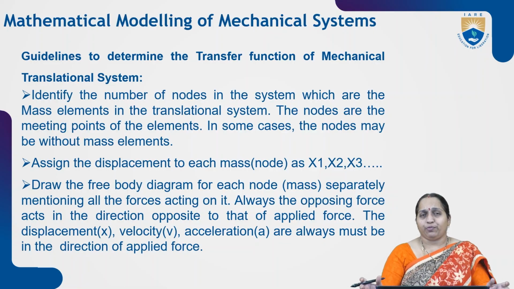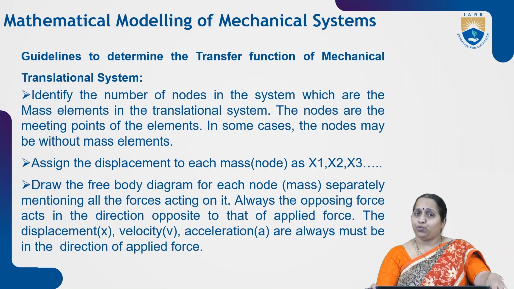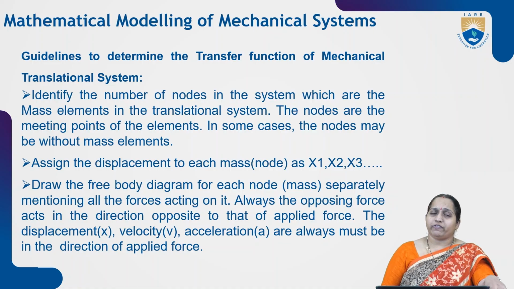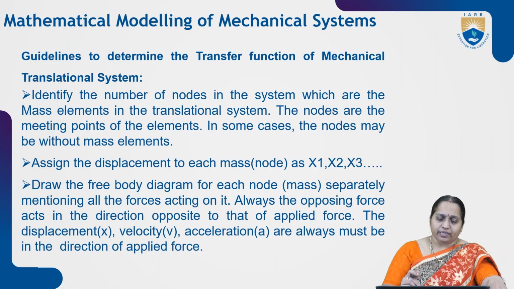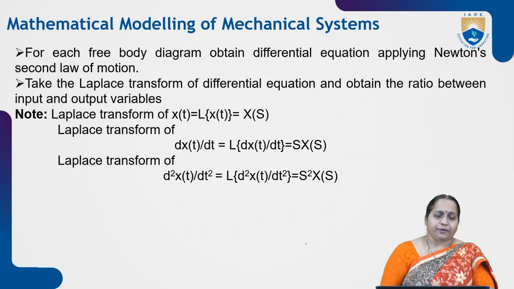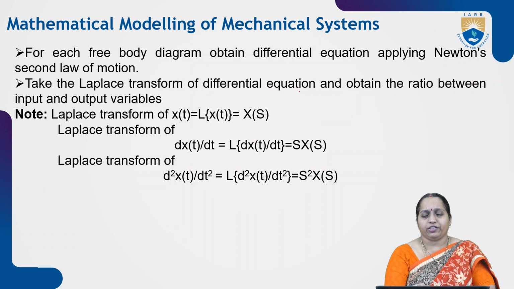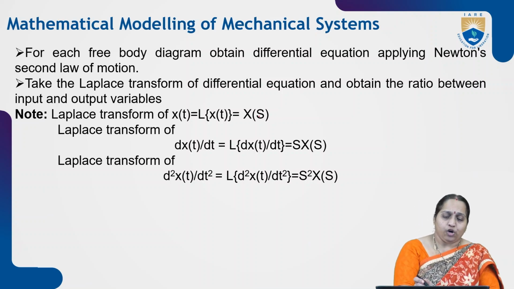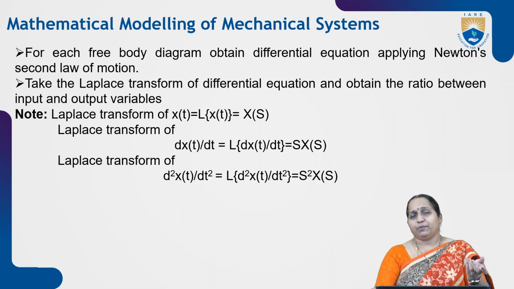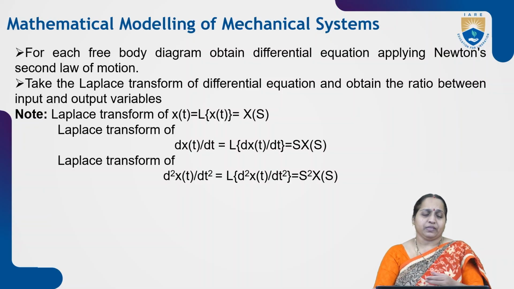Then we draw a free body diagram. For each element, we draw a free body diagram representing all the forces that act in both directions on that particular body. After writing the equations for all the free body diagrams, we obtain the differential equation relating output to input. Then we take the Laplace transform of the differential equation to obtain the ratio of the Laplace transform of output to input, and that gives us the transfer function.